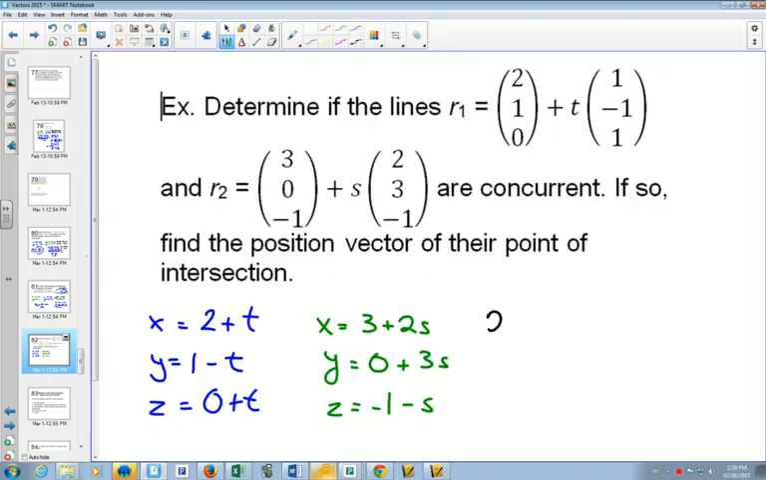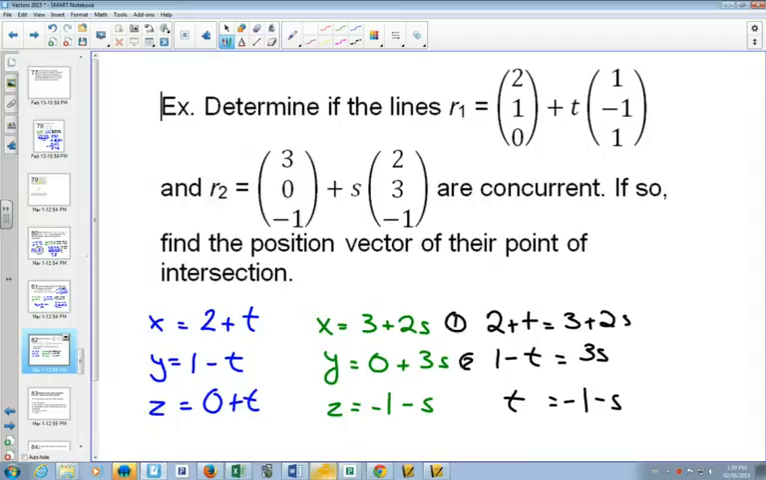So we're going to get 2 plus t is equal to 3 plus 2s. We're going to get 1 minus t is equal to 3s. And we're going to get t is equal to negative 1 minus s. So we've got 1, 2, 3 equations with 2 unknowns.